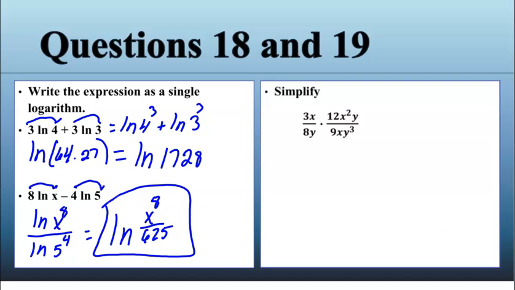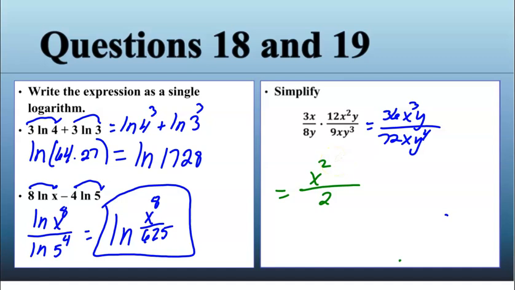Next, simplify. Here we're just going to multiply straight across. This is going to give us 36x to the 3rd y divided by 72xy to the 4th. And then simplify that. 36 is half of 72, so I'm going to have 2 in the denominator. x cubed divided by x is x squared, but it stays as a positive on top. y divided by y to the 4th is y cubed. That stays on the bottom. So our final answer would be x squared divided by 2y cubed.